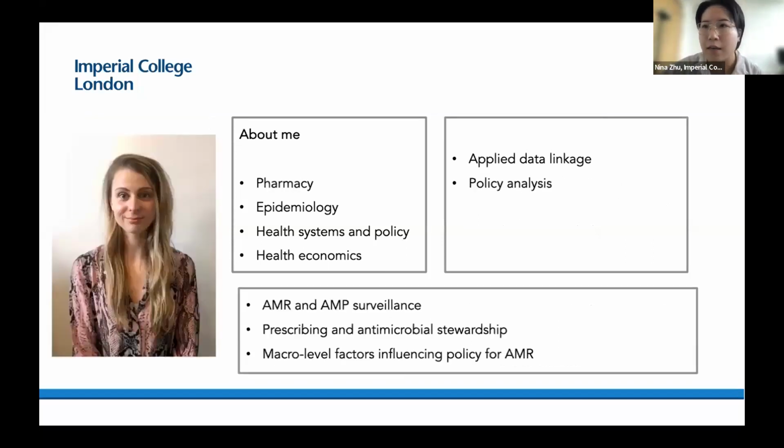Emma is currently under my supervision, and in her second year of a PhD. She's a pharmacist by background, has practiced clinically, and she's quantitatively strong. Her recent work and PhD research is focusing on antimicrobial stewardship and AMR surveillance, and also stewardship interventions focusing on primary care in the UK.